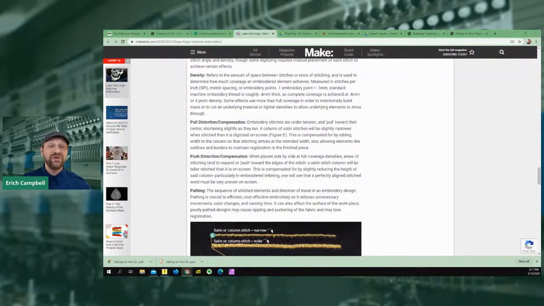Whereas pathing, you can do pathing stitch by stitch, because all it really is saying is, as I come into an area I'm filling with stitches, where do I start? How am I going to exit? Where am I going next? And how do I travel through the entire design? That's your pathing. And it actually also involves sequencing. Sequencing is the order of objects.